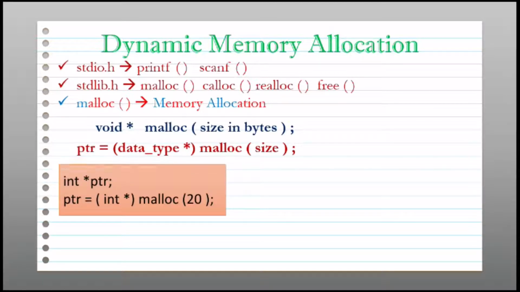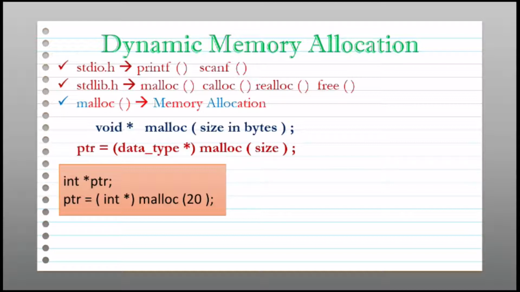So here we have declared one pointer variable of type integer. Then by using the malloc function, we will allocate a block of memory. We have written 20 in the brackets. That means malloc will allocate a 20-byte block in memory. So here malloc will return 20 bytes, which is of type void.